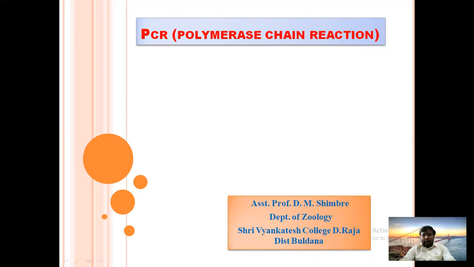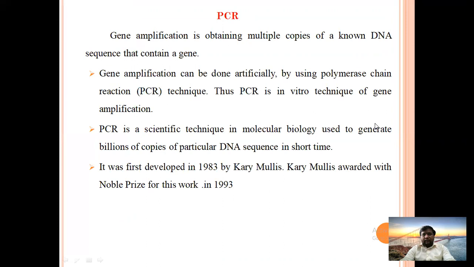Today's topic is PCR, that is, polymerase chain reaction techniques. Gene amplification is obtaining multiple copies of a known DNA sequence that contains a gene. Gene amplification can be done artificially by using polymerase chain reaction techniques, that is, PCR techniques. Thus, PCR is an in vitro technique of gene amplification.